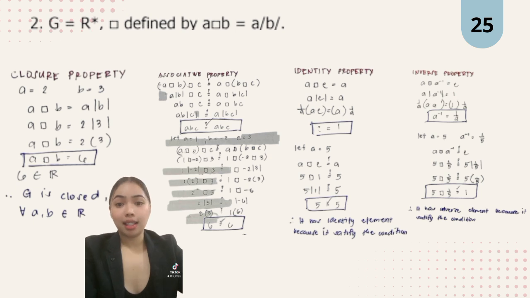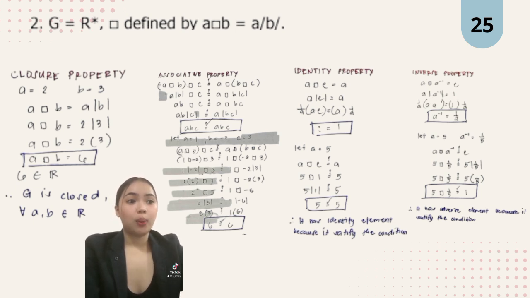Next, the identity property. Let us prove if it is an identity property. So A times E is equal to A, and A absolute value of E is equal to A, and 1 over A times AE is equal to A times 1 over A. So 1 is equal to 1. So it is identity property.